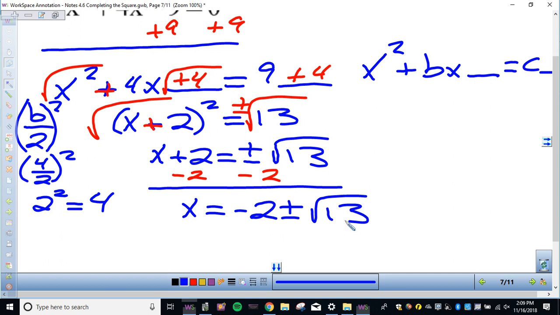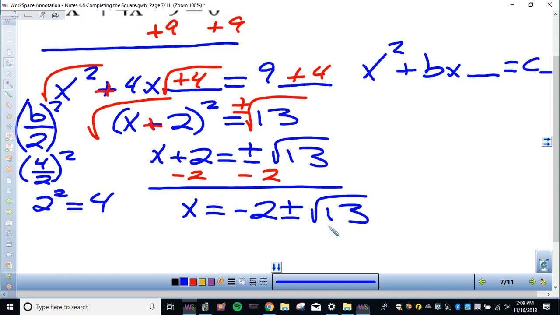I prefer that you leave it like that, because that's the most accurate answer you can get. Because if you do square root of 13, it's about 3.6, right? Because square root of 9 is 3, square root of 16 is 4. That's closer to 16 than 9. So that's how I know it's 3.6, a little over halfway. Okay? And it could be 3.7, but it's probably 3.6.